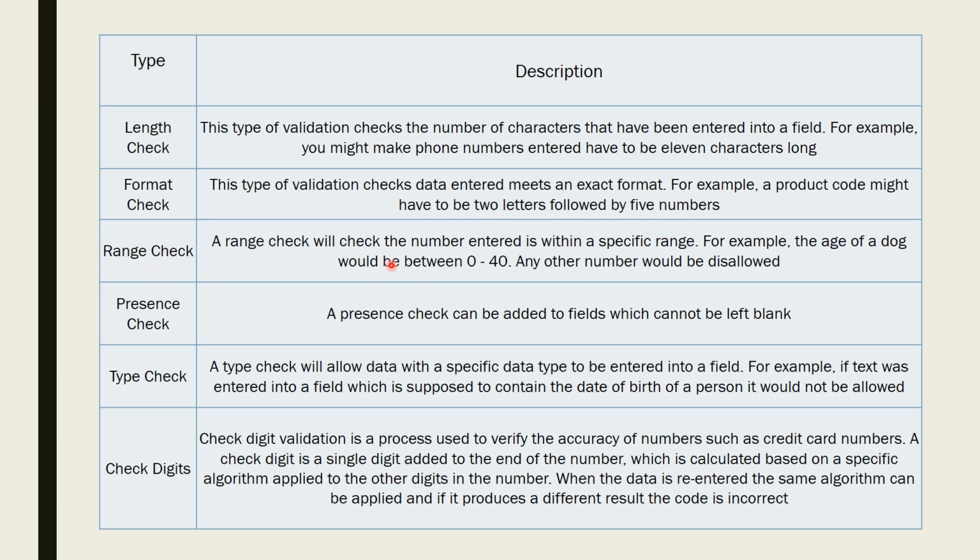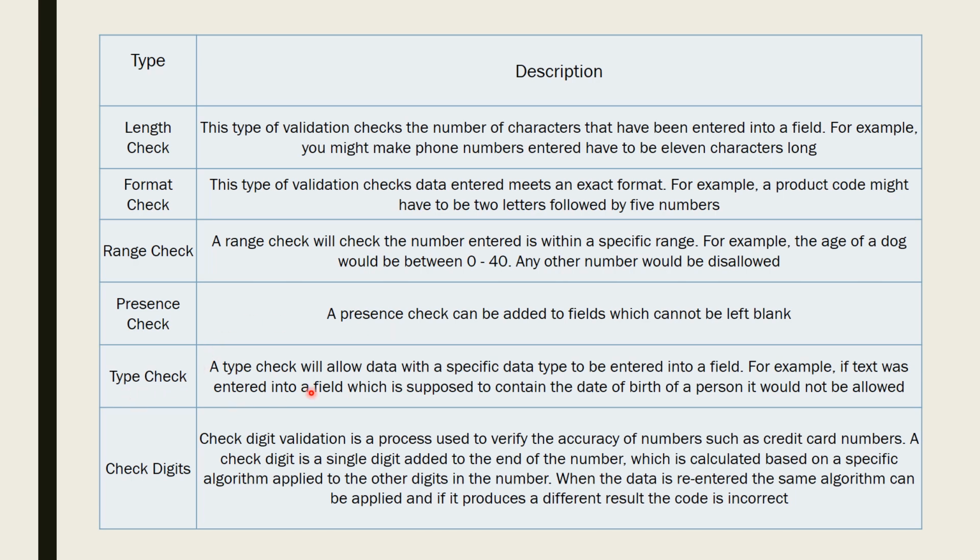Range check. A range check will check the number entered is within a specific range. For example, the age of a dog would be between 0 and 40, or maybe a height between this and this. So here you can allow the range. Any other number would be disallowed, or you can say it is abnormal data for this particular table. Presence check. A presence check can be added to fields which cannot be left blank. So you make sure that this field should be entered in all cases. Then you can apply the presence check.